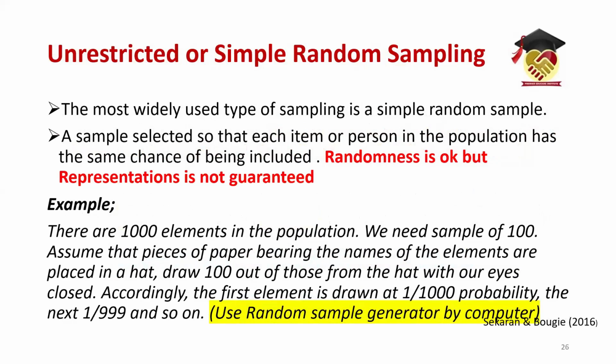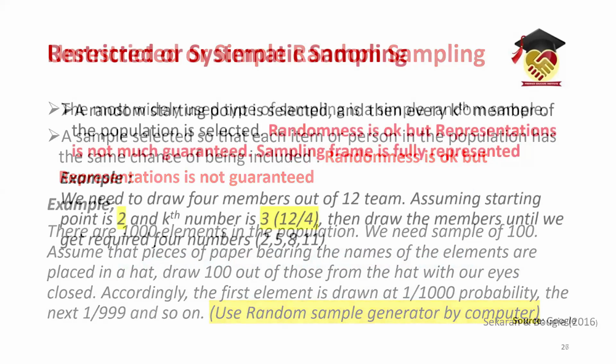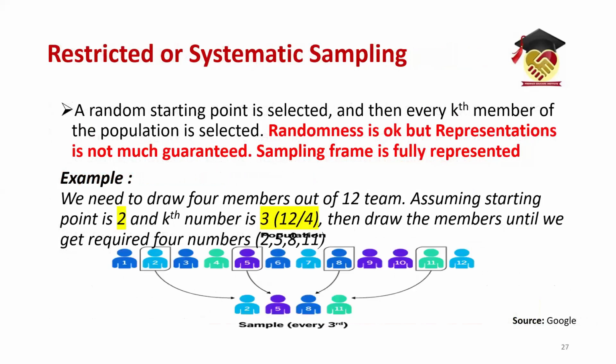You did not go along the full sampling frame, but here you went fully along the sampling frame, 1 to 12. Right? So that is the difference between this and that method. And here the randomness is okay, but the representation is not guaranteed. Why? Because you don't know what values you are collecting.